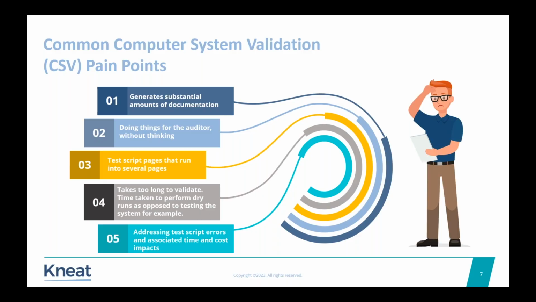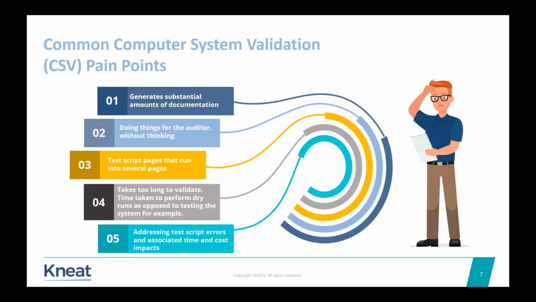Okay, and the 5th one is addressing test script errors and associated time and cost impacts, which goes back to number 4. I'm taking a script, I'm dry running it multiple times to make sure when I officially run it, it passes. Again, what a huge waste of time. I'm really just testing something here for the sake of it, testing that the test step is written correctly, no matter how risky the feature is or no matter what little risk associated with the feature there is. Okay, so that's kind of the pain points that we all know.